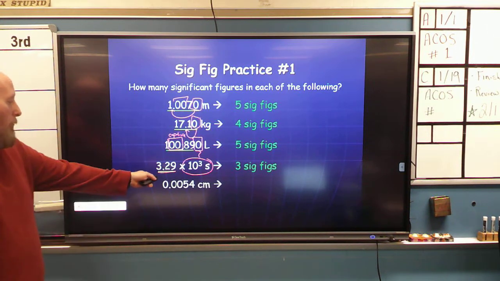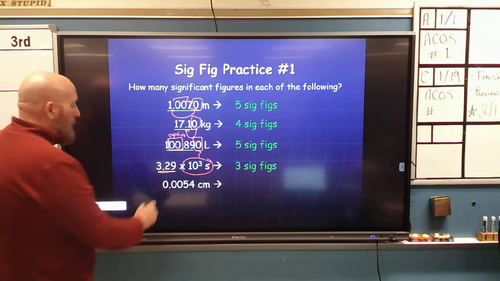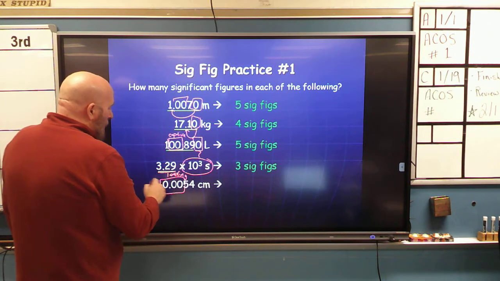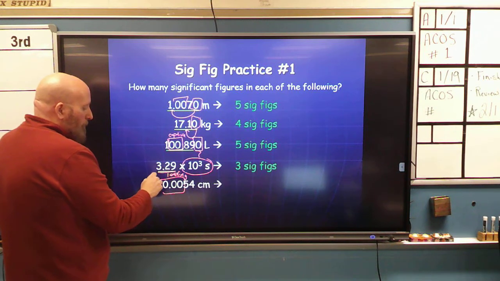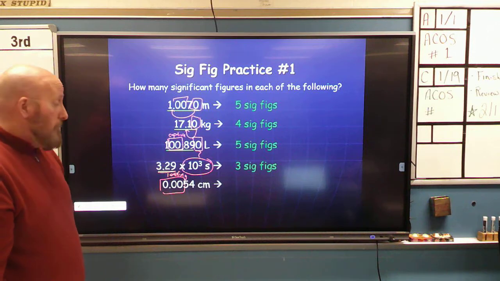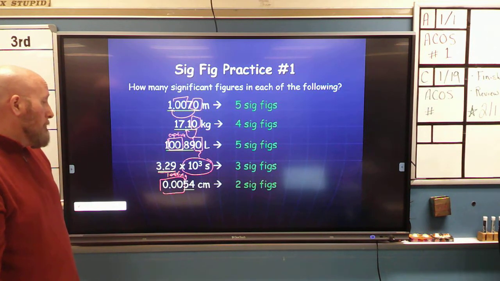What about this one? 0.0054 centimeters. These are leading, aren't they? And leading, because there's not a 1 or 2 or anything over here. They're the first, they're the leading zeros. They never count. So we have just 2 significant figures, those. Okay? Pretty straightforward, isn't it?